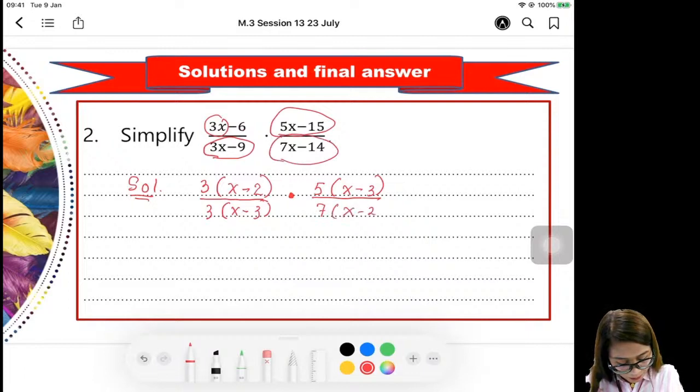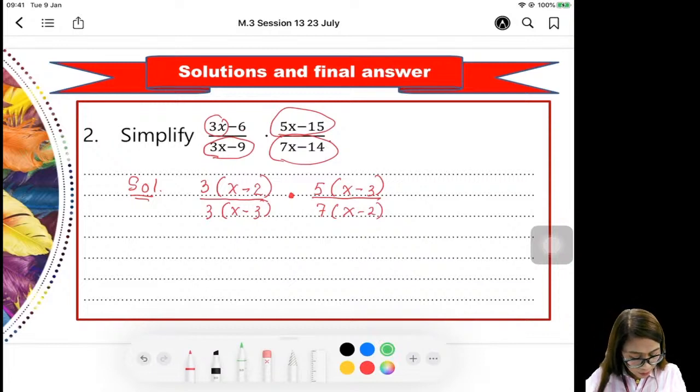so this is x minus 2. Okay, so what are we going to cancel next? Students, can you type your answer below? We will cut something, so what do you think we are going to cut so that we can simplify the answer? We can have the simplified form. Can you type your answer below?